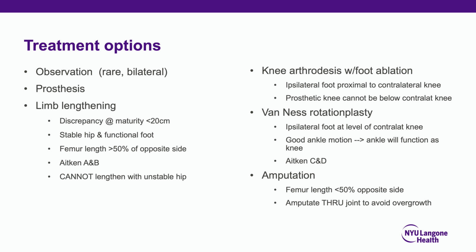This is a good option in children where the ipsilateral foot is at the level of the contralateral knee, but it does require good ankle motion. The ankle will function as your new knee joint. So if your ankle is very stiff, this is not an option. This can also be undertaken in Aitken C's and D's. Finally, amputation. When the femur length is way less than 50% of the opposite side, you want to try to amputate through the joint to avoid overgrowth.